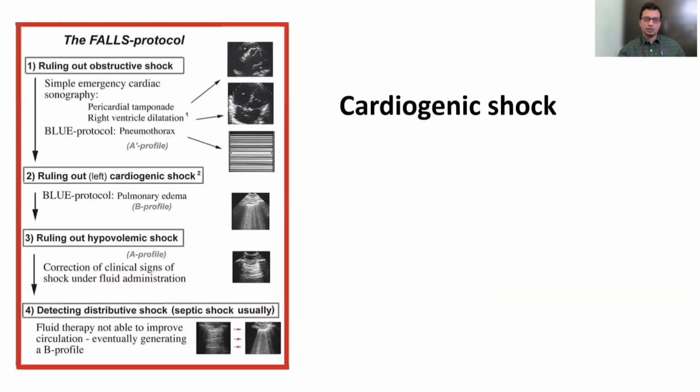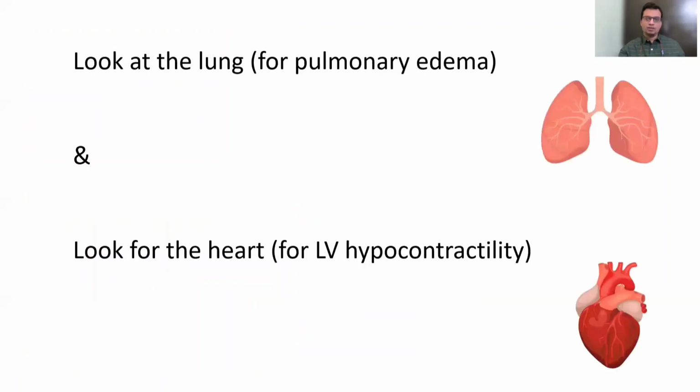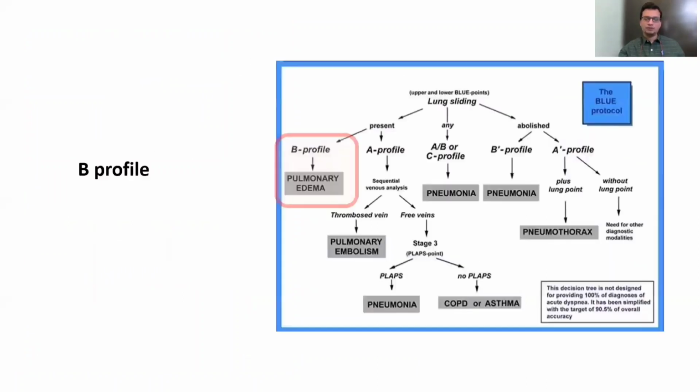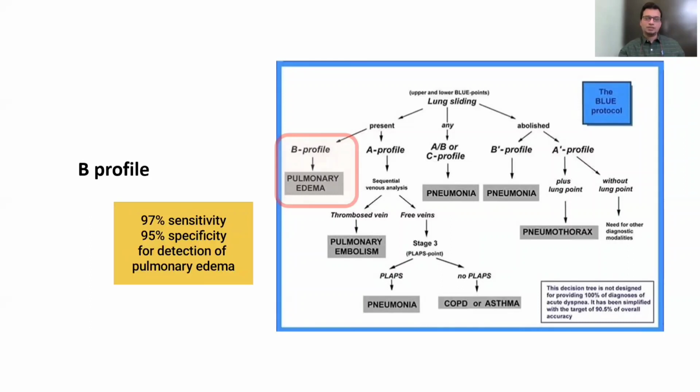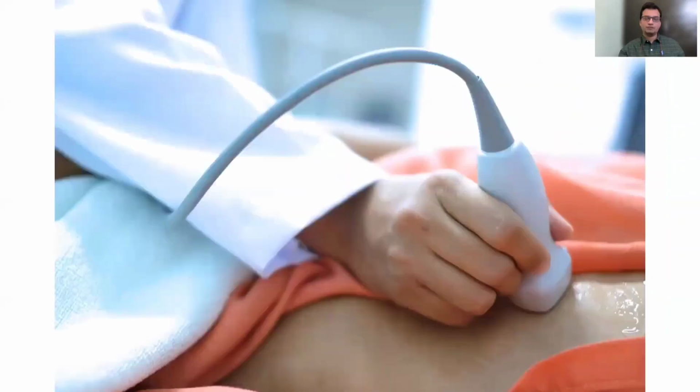After ruling out obstructive shock, the next step in the FALS protocol is to rule out cardiogenic shock. Look at the lung using a cardiac probe. B lines and lung rockets may be seen. In the BLUE protocol, detection of an interstitial syndrome along with normal lung sliding is defined as the B profile, and it is largely equivalent in the diagnosis of acute hemodynamic pulmonary edema, with 97% sensitivity and 95% specificity.